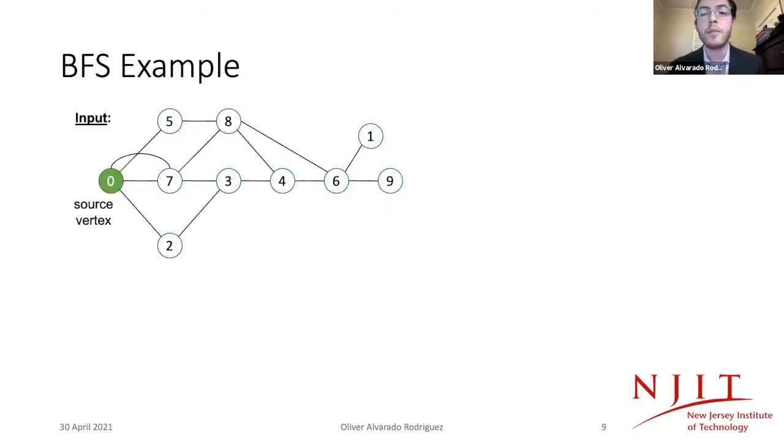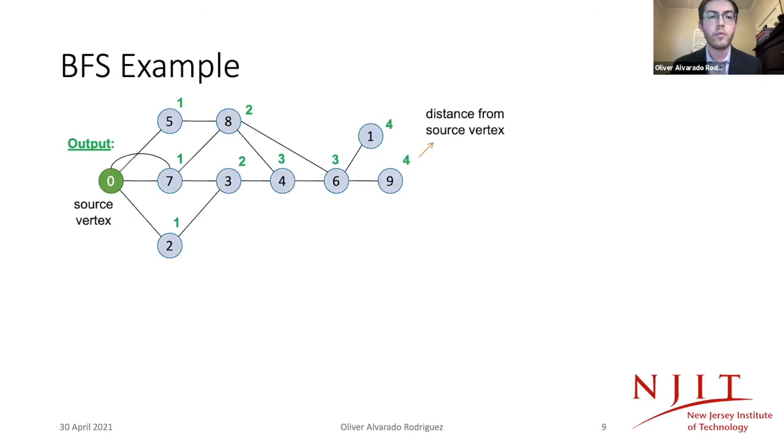Here's an example of the BFS problem. You start at a source vertex and then return a depth array that shows at what level each of the following vertices are in comparison to the source vertex. So our input is a graph. Our source vertex is 0. We perform BFS. The green values are the depths. And our output is a depth array, in this case D.